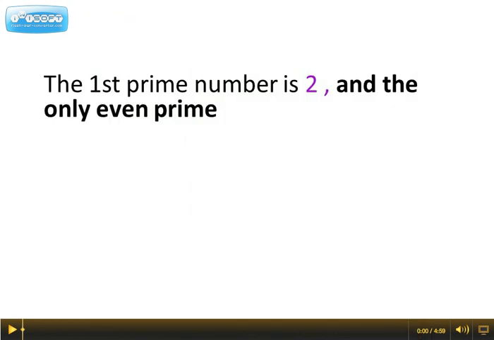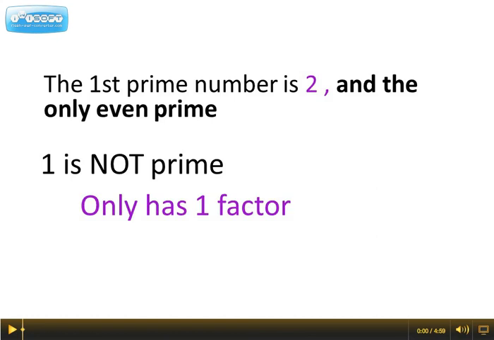So the first prime number is 2, and it's very special because it's the only even prime number, and 1 is not prime because it only has 1 factor.